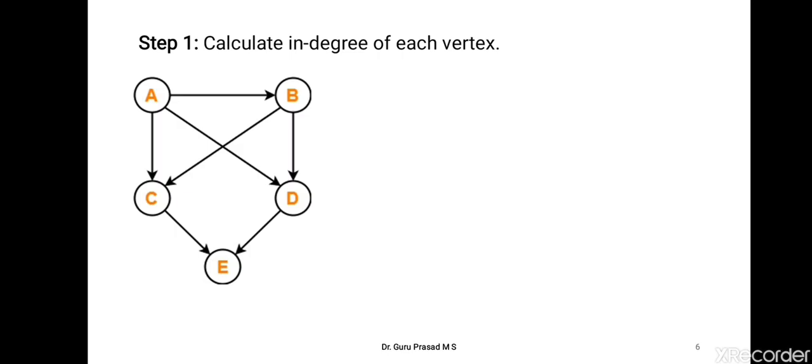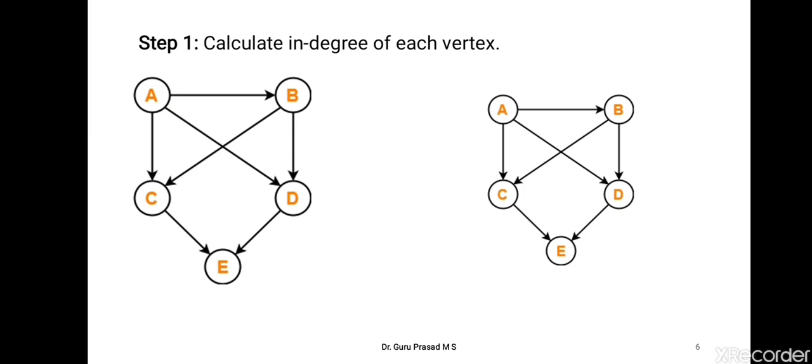Step 1. Calculate in degree of each vertex. In degree means the incoming edges to the vertices. Out degree means outgoing edges from the vertex. For the vertex A, there are no incoming edges, so the in degree of vertex A is 0. For the vertex B, there is one incoming edge, that is from A to B, so the in degree of vertex B is 1. For vertex C, there are two incoming edges, that is from A to C and B to C, therefore in degree of vertex C is 2.